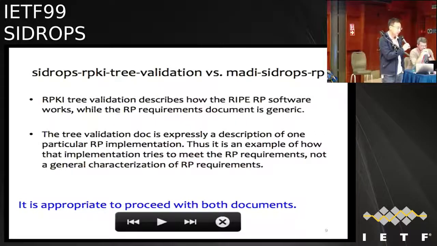Next slide. There were discussions on whether this draft is redundant to the existing working group item on tree validation. In our defense, I would like to take this opportunity to reiterate our point of view. The RPKI tree validation document describes how you know the RPKI validator software works, while this document is more generic. The tree validation document is expressly a description of one particular RP implementation. Thus, it is an example of how that implementation tries to meet the RP requirements, not a general characterization of RP requirements. So I hope this document could be adopted as a working group item.